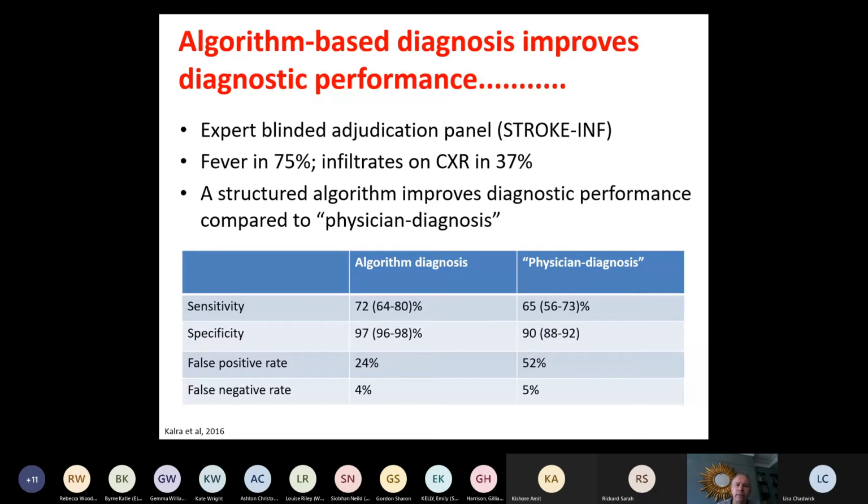But this then did make us ask the question, could we improve algorithm diagnosis by adding a basic biomarker which we use in clinical practice, for example, CRP? Next slide, please.